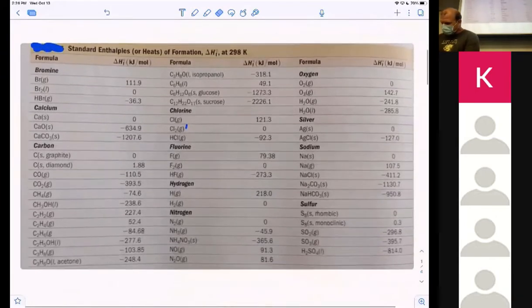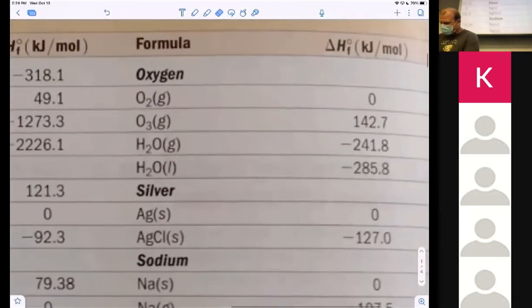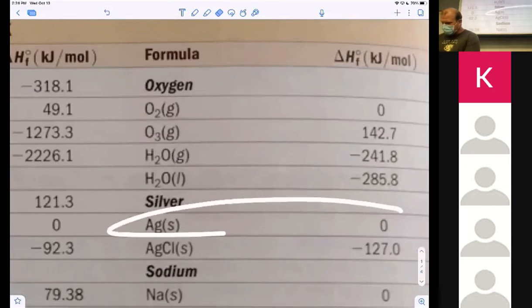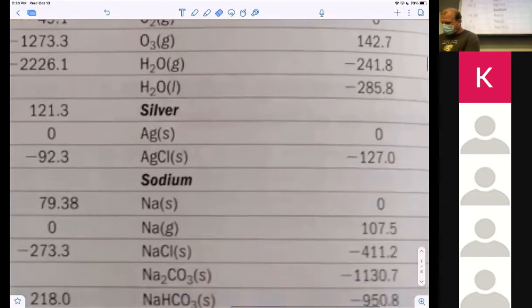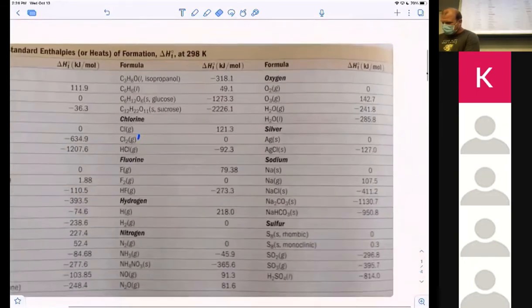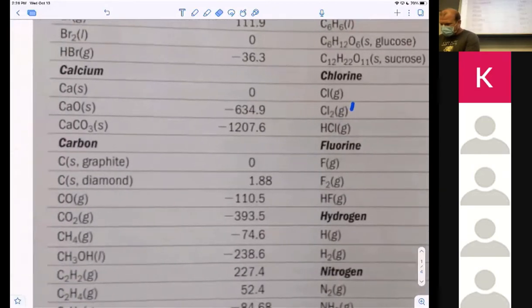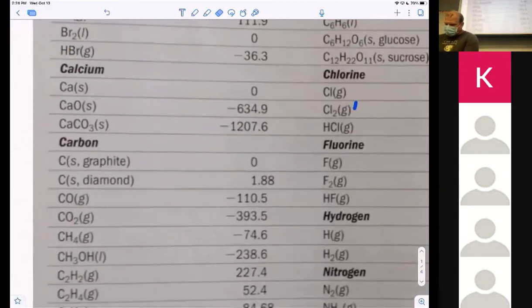So you see here all of them. So oxygen, if you look at oxygen, O2 is 0. Silver metal, 0. Sodium metal, 0. All the elements, carbon, graphite, 0. And diamond, carbon diamond is actually higher in energy. So of course the opposite is true.